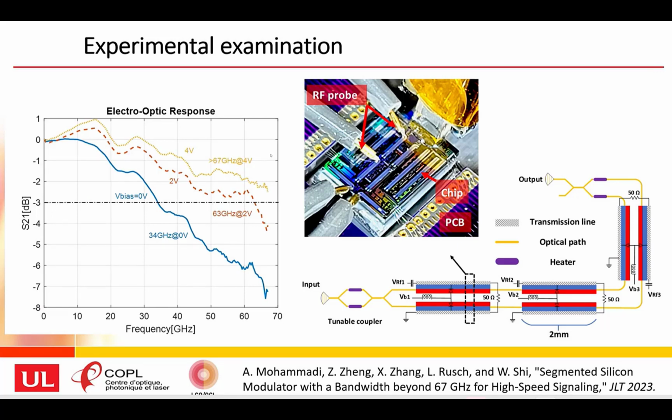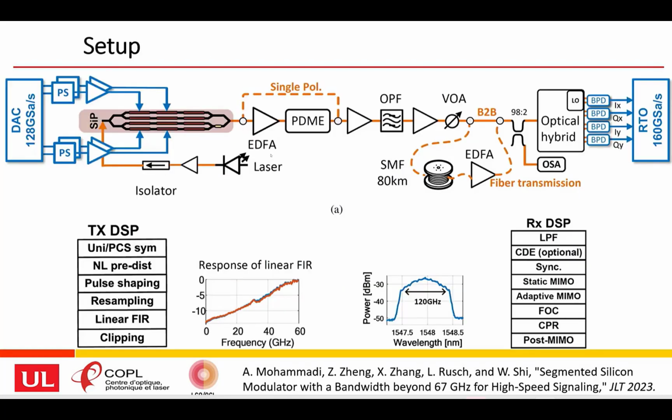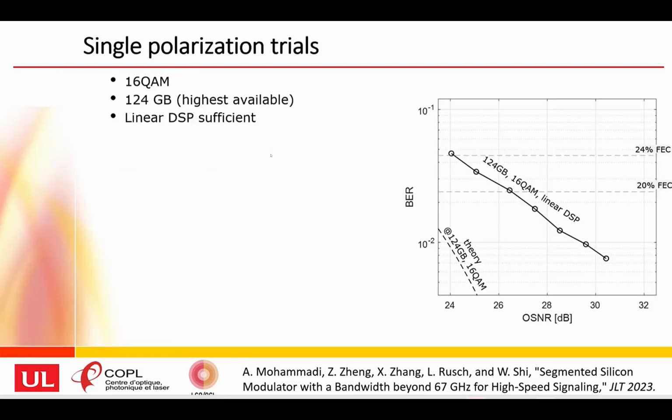So as you know, silicon photonic modulators will have different EO responses depending on how we bias them. Another complication using silicon, we ran this at 2 volts bias, which gave us a 63 gigahertz 3 dB bandwidth. This is the systems setup that we had. We did both single polarization, and we used a polarization emulator. We did back-to-back, and we also did some fiber transmission.